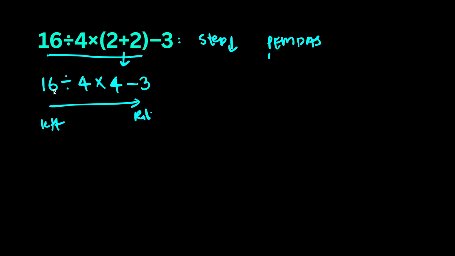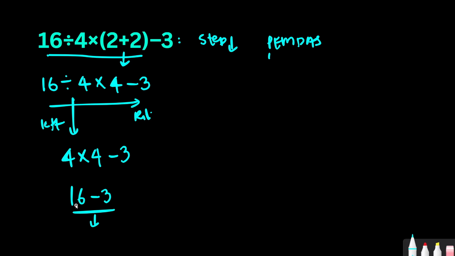So again, 16 divided by 4, then answer will be 4. Then multiply by 4 minus 3, and after that we will solve for this multiplication part. Then 4 into 4, that is 16 minus 3, and when we subtract this, we will get 13. So 13 will be the right answer.